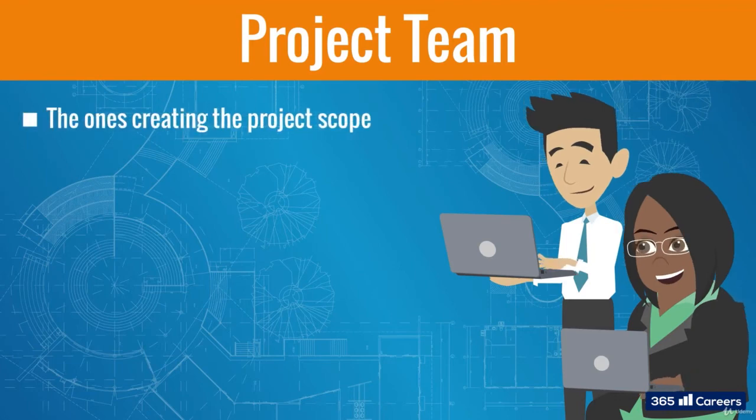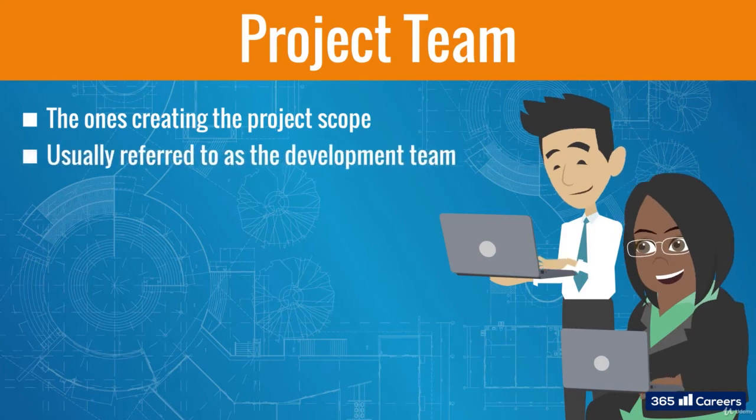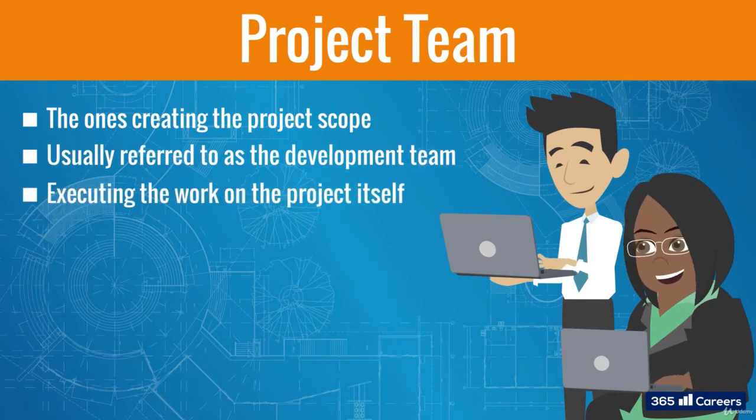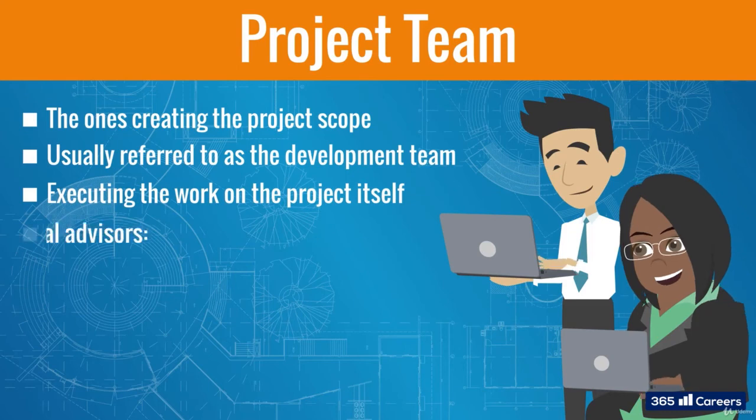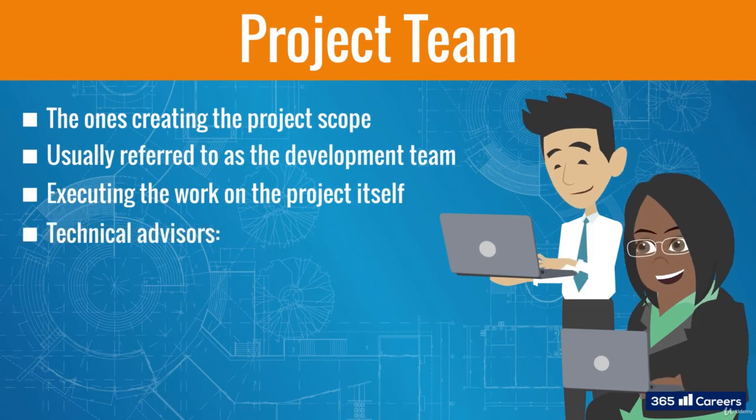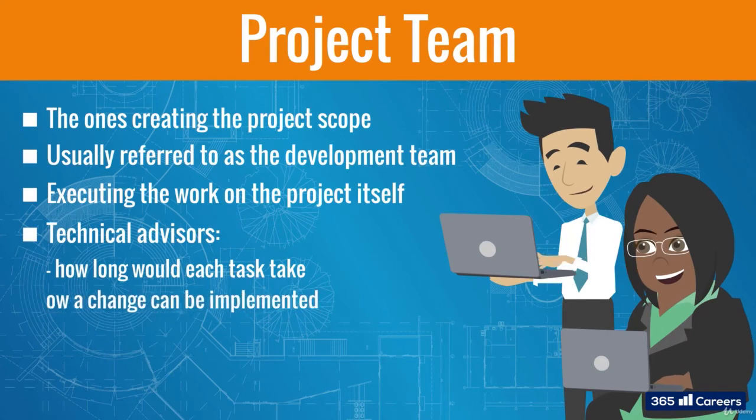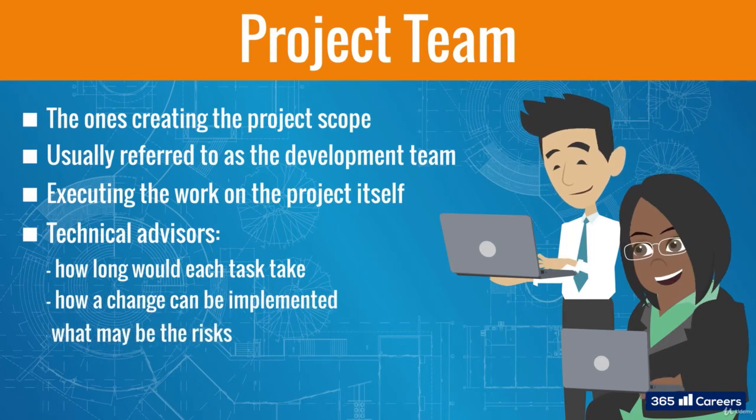They are the ones creating the project scope, as we know. This is the same in Agile, and usually they are referred to as the development team. Except for executing the work, the development team advises on the technical side of the product, how long would each task take, how a change can be implemented, and what the risks may be.